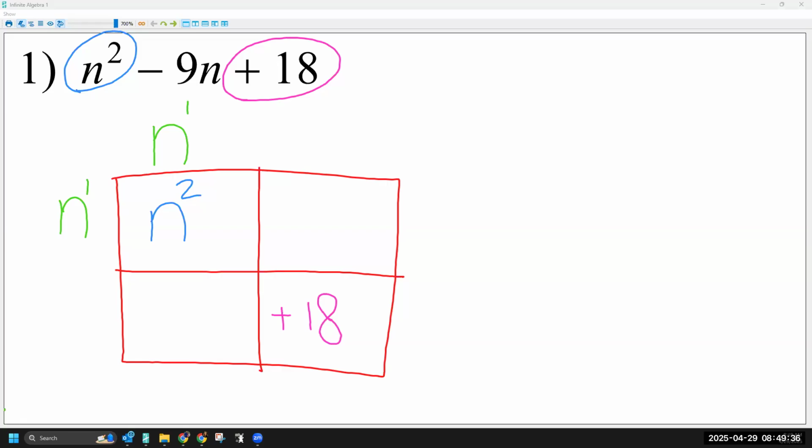The first box is always going to work out like this. It's always going to be a letter squared. You just put the letter to the first, letter to the first. There you go. That one's easy.